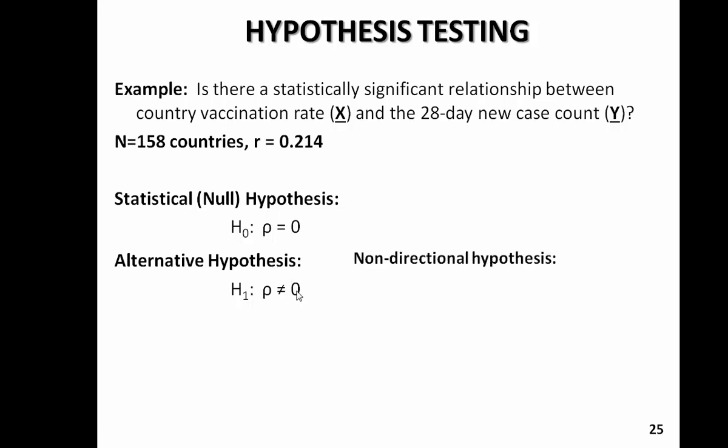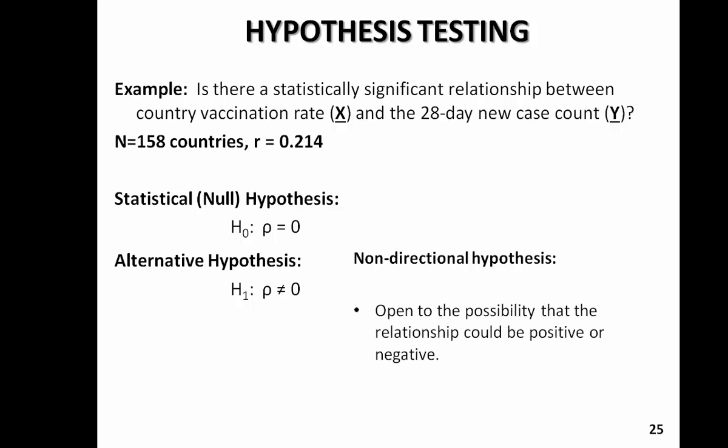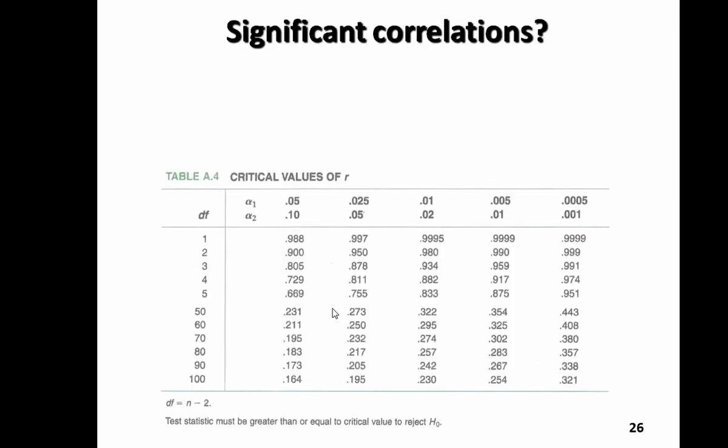And so because we don't know the direction of the relationship, we would just take a non-directional approach. And so by taking a non-directional approach, instead of stating rho is less than 0 or greater than 0, we just say it's not equal to 0. And this is an advantage because it opens up the possibility in our statistical testing that the relationship could be positive or it could be negative.